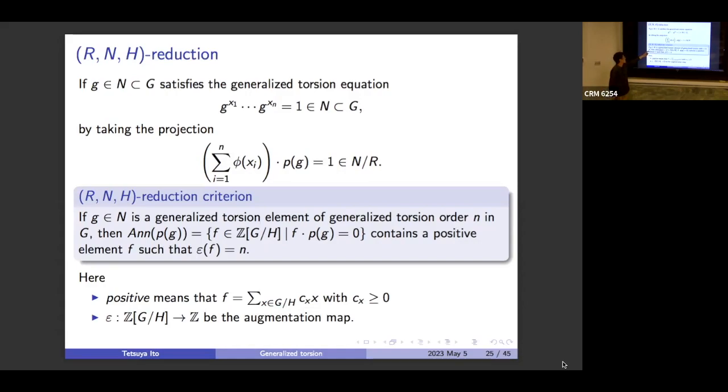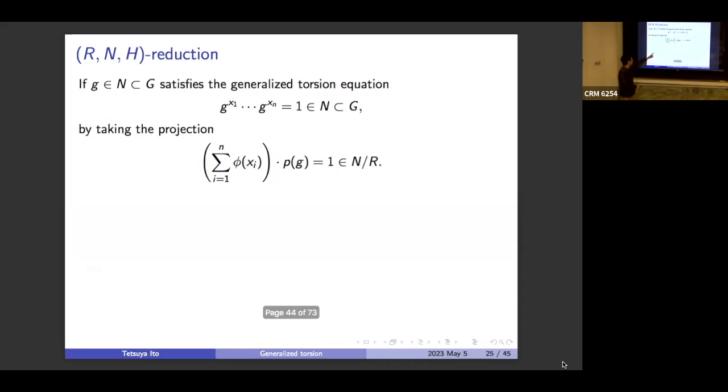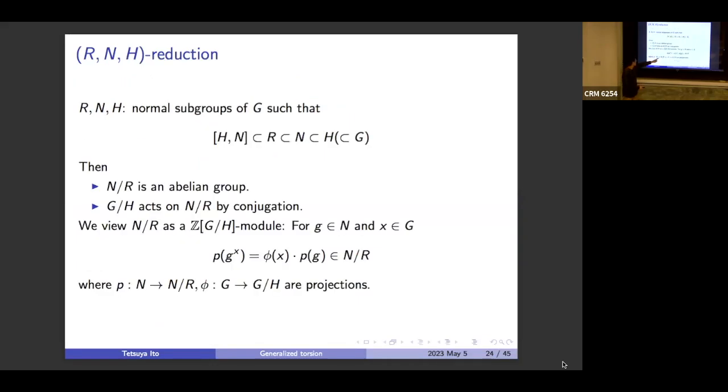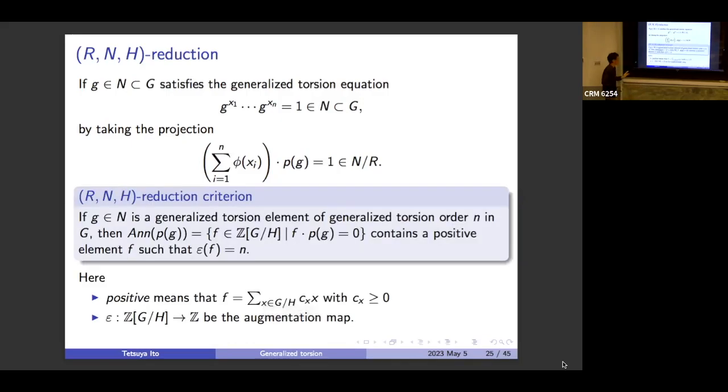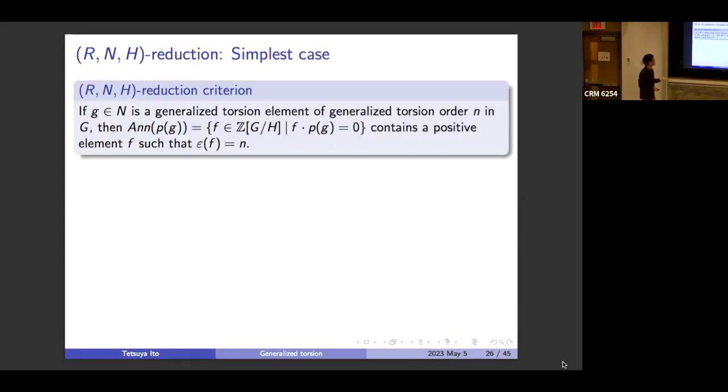Assume that g belonging to the normal subgroup N is a generalized torsion element. Then let us consider the annihilator of p(z). Here p(z) lives in N over R, so it is some kind of abelian quotient of N. This is a ZH-module, and its annihilator ideal contains a positive element such that its augmentation is n. Here positive means that it is a group ring element, so its coefficients are always non-negative integers. It's the simplest application.